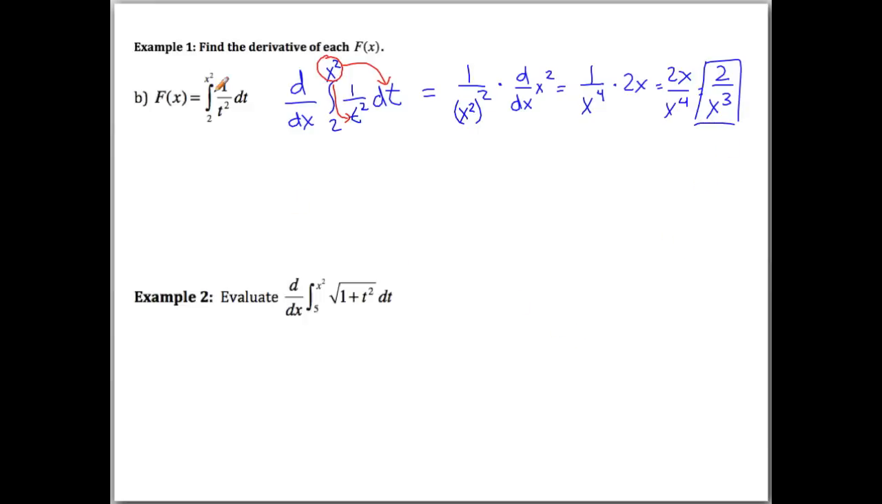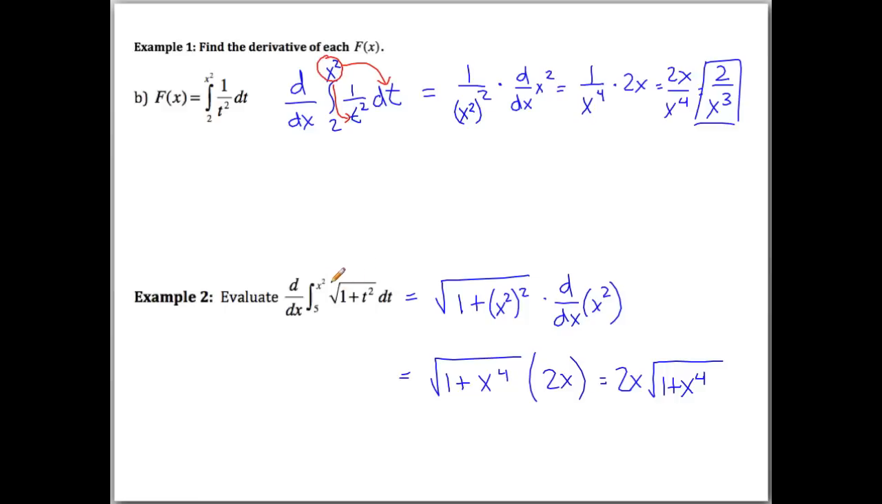So now you know how to deal with this when you have a function as your limit of integration. Go ahead and try example 2 on your own. Go ahead and pause the video and then come on back when you're done to check your work.